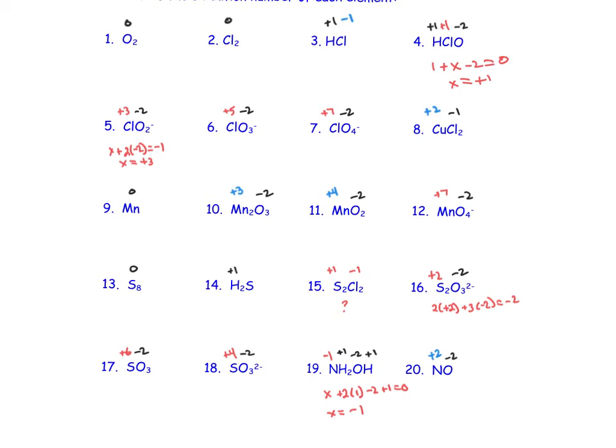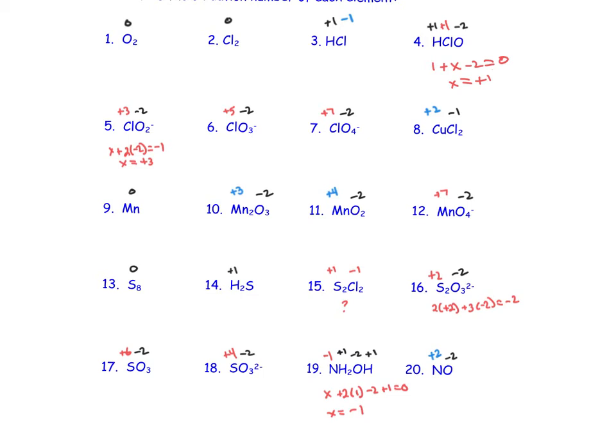The next set were the ones in red. So for HClO, I knew a +1 and a -2, Cl had to be a +1. For ClO2-, I knew oxygen's a -2, and there are 2 of them. The total has to be -1, so the chlorine has to have an oxidation number of +3.